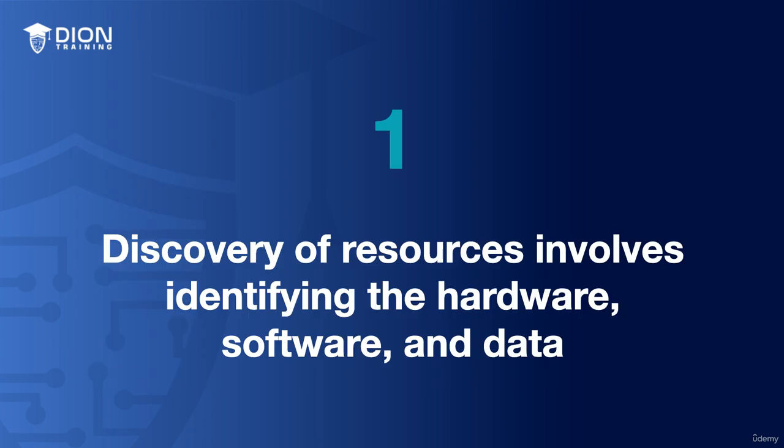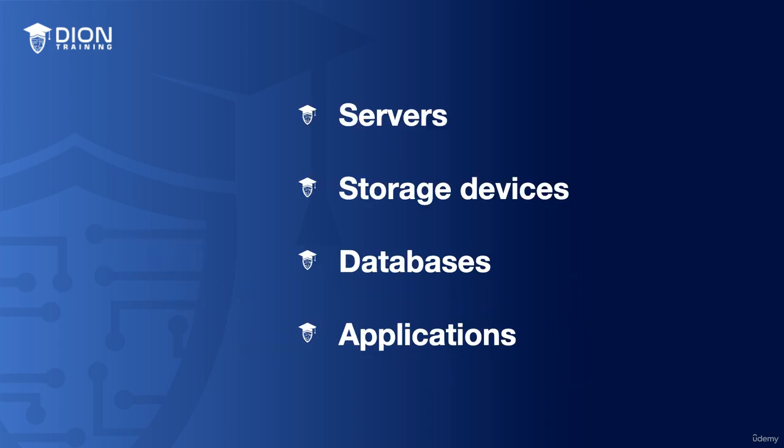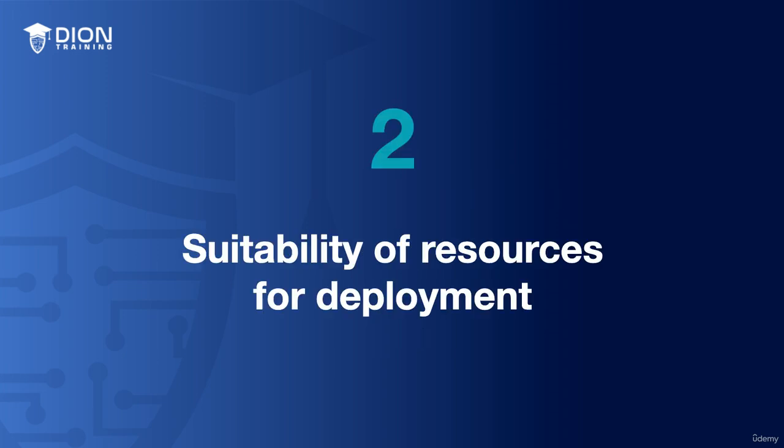The first phase of the cloud migration is going to be the discovery of resources. Now, the discovery of resources involves identifying the hardware, software, and data that's going to be moved into the cloud, including your servers, storage devices, databases, and applications. It is really important that you understand the current state of your environment, including the number of servers and storage devices, the types of applications and services running on them, and the data that's being stored on them before you attempt to perform a migration into the cloud. Now, this information is going to be used to create an inventory of resources that will be used to plan and execute the migration.